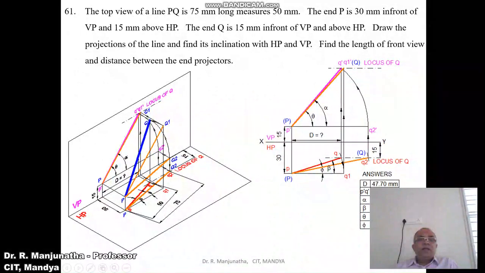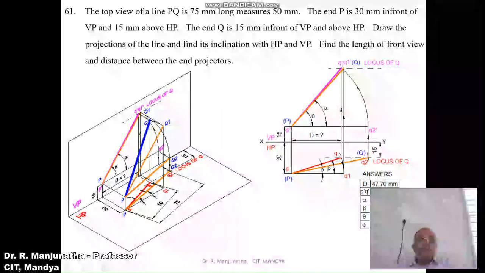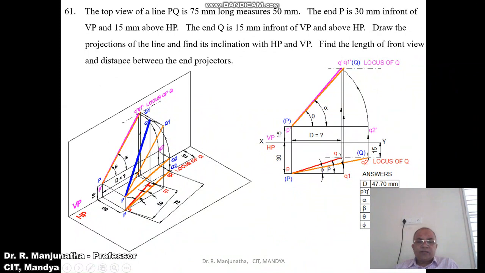The top view of a line PQ is 75 mm long, measures 50 mm. The end P is 30 mm in front of VP and 15 mm above HP. The end Q is 15 mm in front of VP and above HP. Draw the projections of the line and find its inclination with HP and VP. Find the length of front view and distance between end projectors.